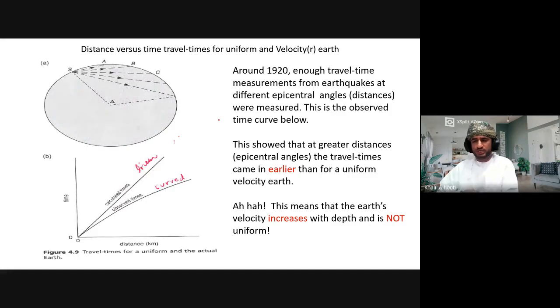So when they recorded a lot of earthquakes, because there were a lot of stations around the world, they found that the observed time, that's the distance, this is one distance, another distance, and so on. Each distance gives you a travel time. This is the time for A, for example, this is the time for B, and that's the time for C. And when they made a continuous line through all of these points, they found that the line is curved. What does this suggest? This suggests that the velocity is increasing with depth. The deeper you go, the velocity usually increases.